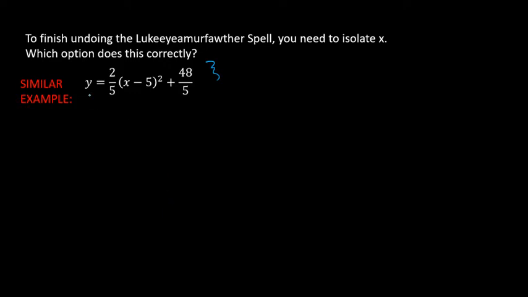So you'll have something in this exact same form, right? And it might even look nicer than mine. Notice that I ended up with an ugly fraction at the end there. Hopefully you won't. But my expression is y equals 2/5 times the quantity x minus 5 squared plus 48 over 5. And I need to isolate x.